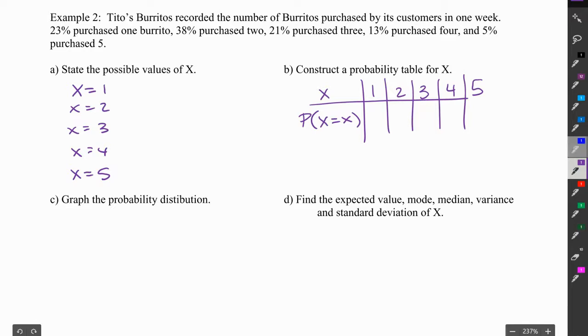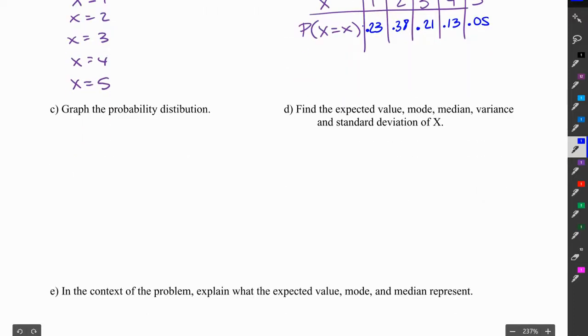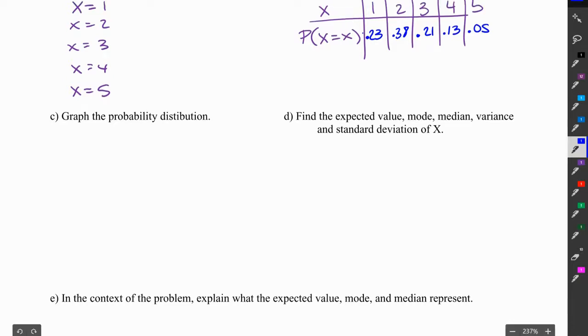The probability of 1 burrito was 23, so we can use 0.23. 2 was 0.38. 3 was 0.21. 4 was 0.13. And 5 is 0.05. Now we want to graph this. So to graph this, we can do a histogram. Not a histogram, sorry, I take that back. We're going to do a bar graph, because my bars aren't going to touch.